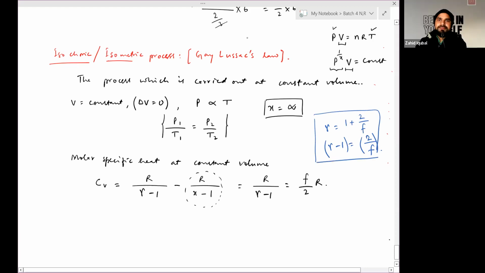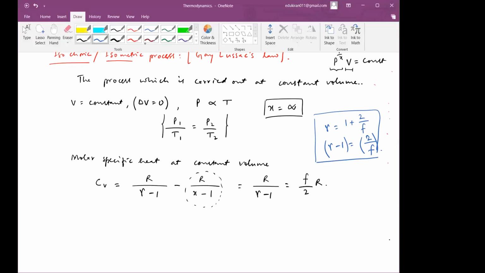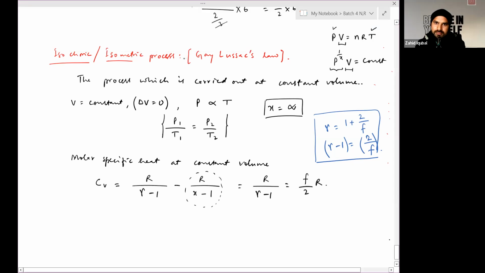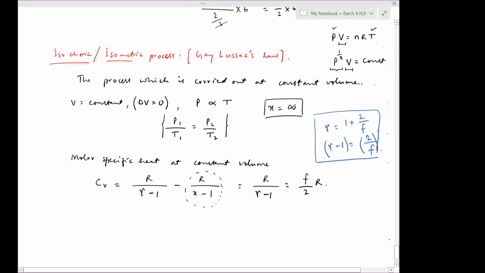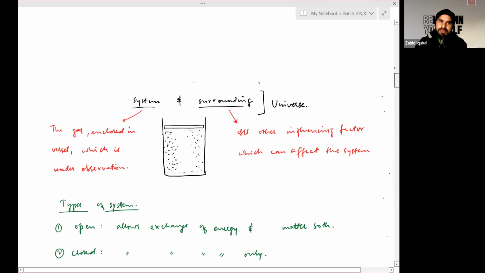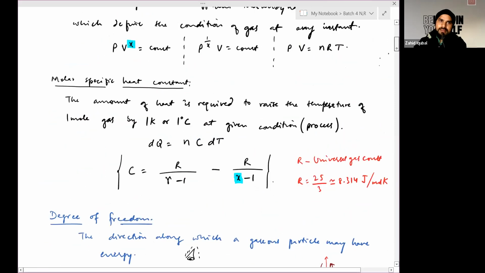Just write it down. Sir, can you please explain it once more? Which part? The molar specific heat at constant volume. In first class of thermodynamics, I defined you a generalized expression. This.